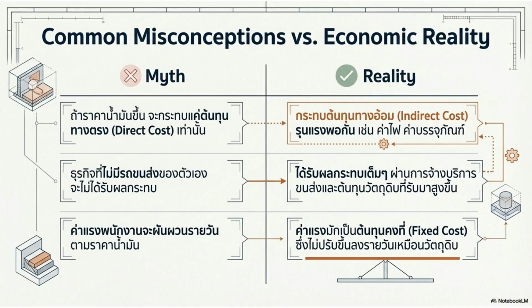Let's review common misconceptions versus economic reality. Myth: only direct costs are affected. Reality: indirect costs, like packaging and electricity, are severely impacted. Labor is often a fixed cost and does not fluctuate daily, like raw materials.